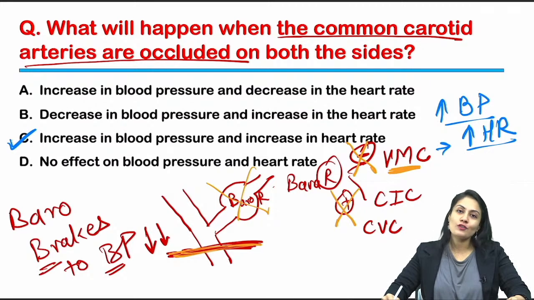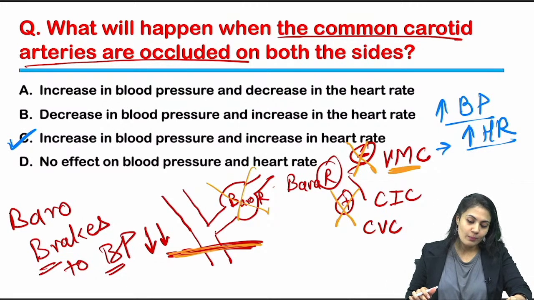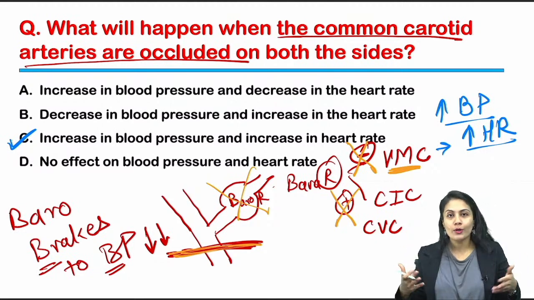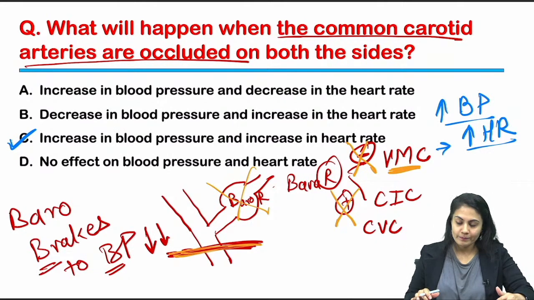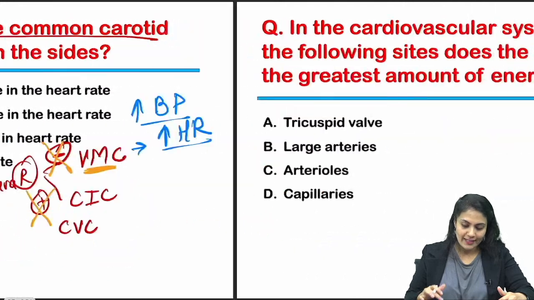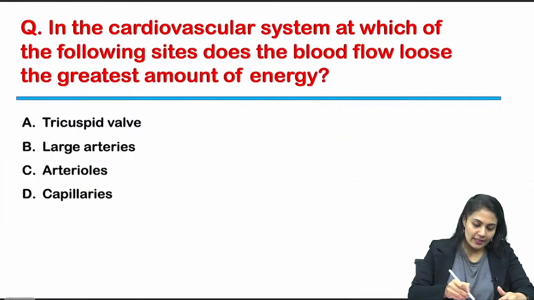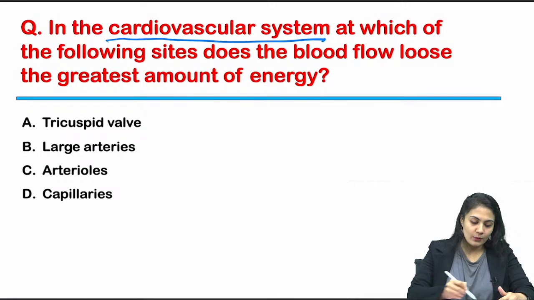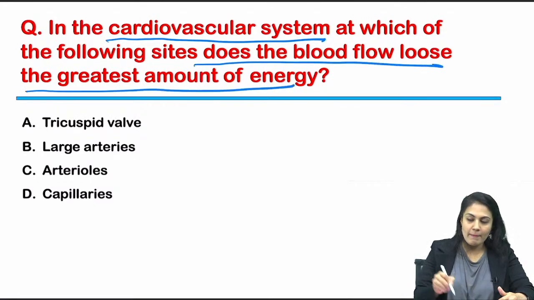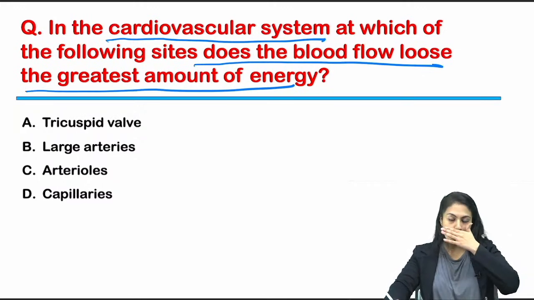Even if you forgot the physiology completely, at least please remember what we are discussing here. Drug of choice, okay? You'll be able to recall it whenever you see the MCQs. Don't worry. Right. Let's move on. In the cardiovascular system, at which of the following sites does the blood flow lose the greatest amount of energy?